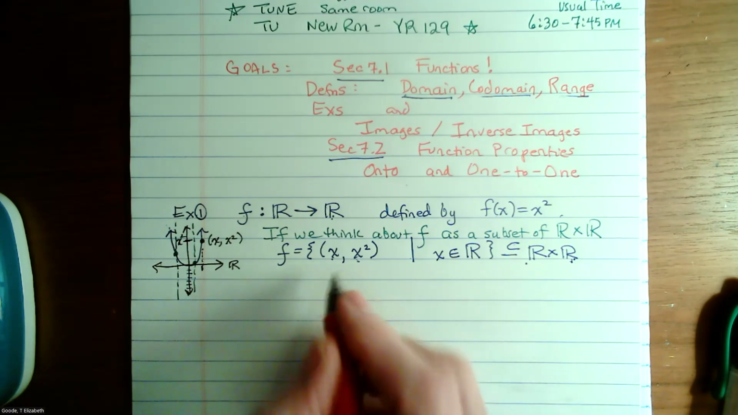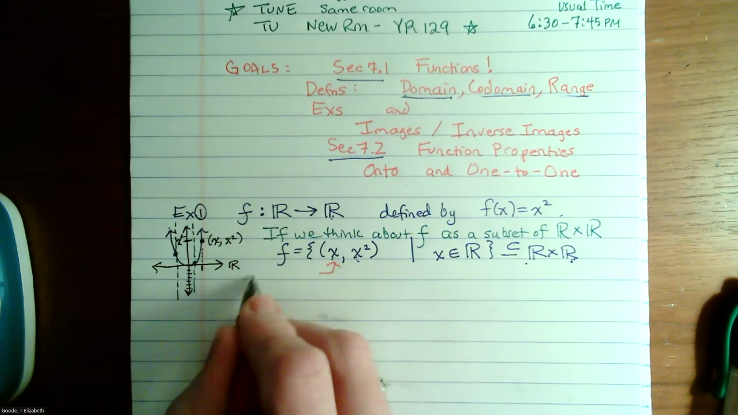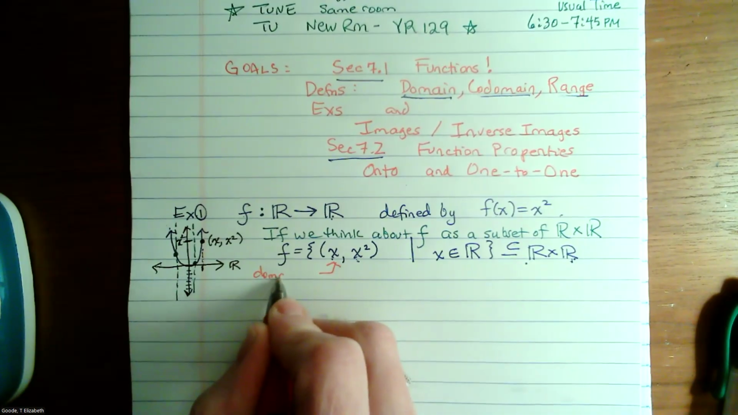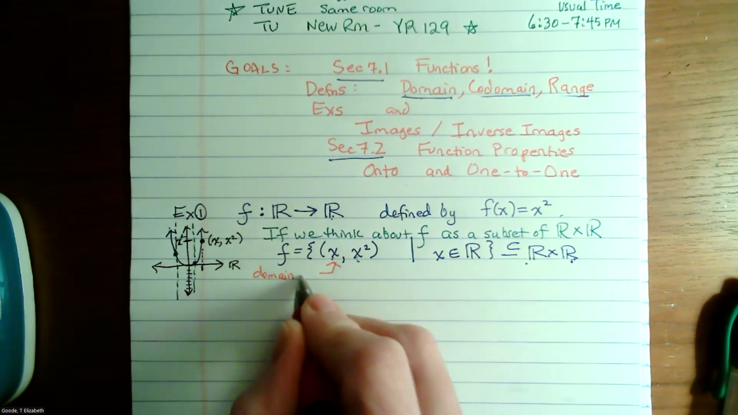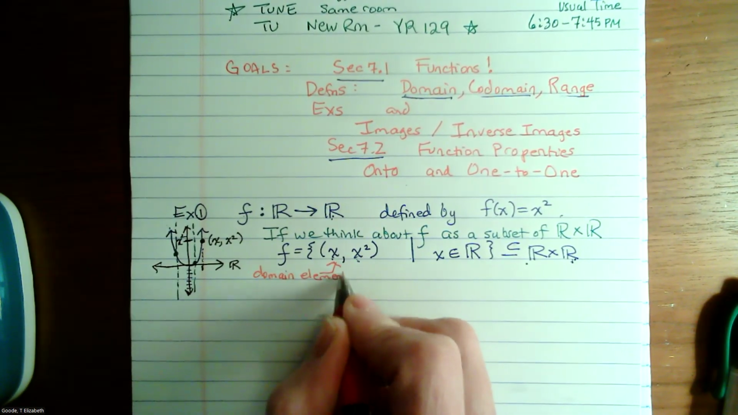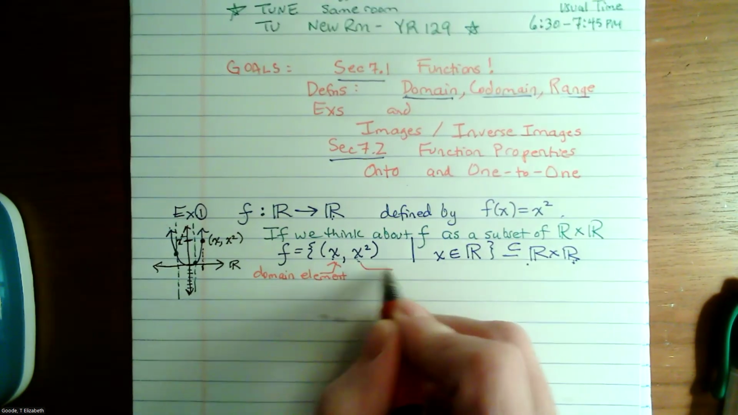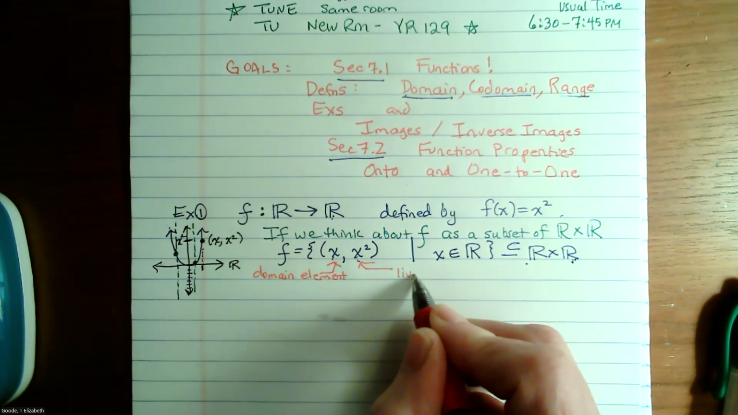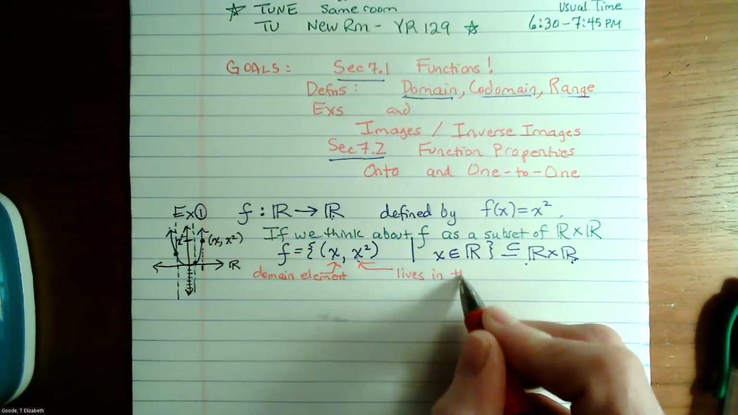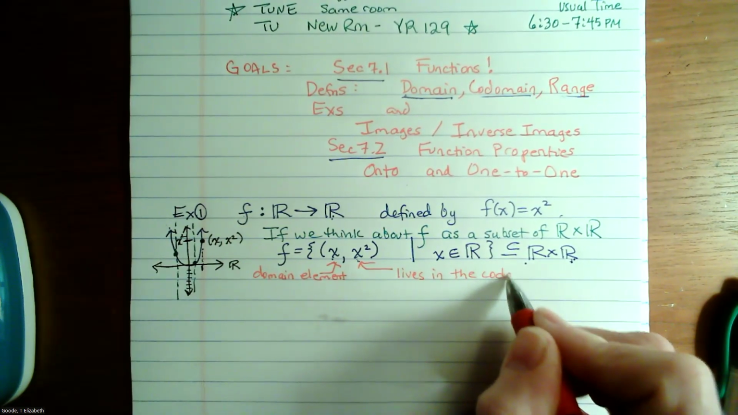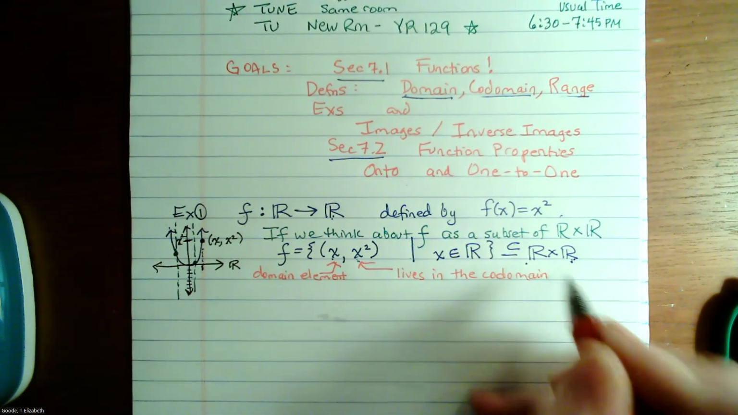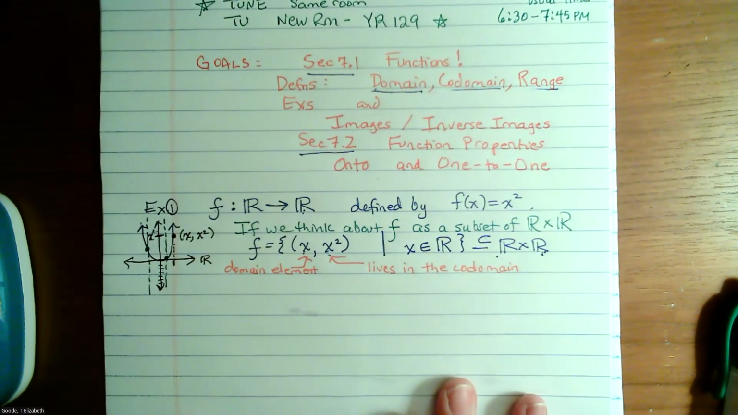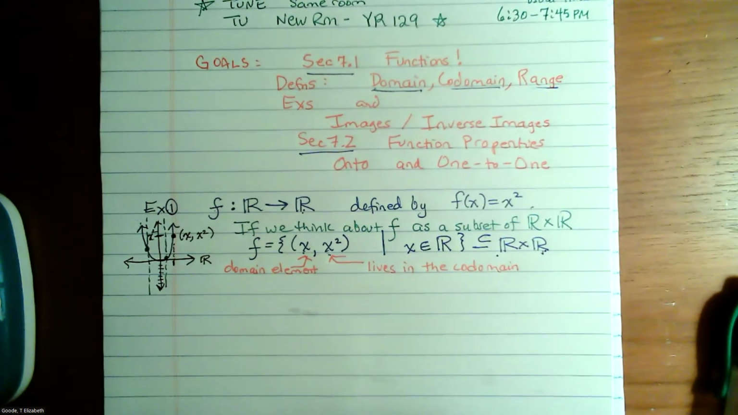So just to remind you, in the context of what you might remember, this is called a domain element, the x. And this x squared lives in the codomain. And we're going to formally define domain and codomain, so don't worry. I'm just trying to set you up in the context of an example you may have seen in high school or more recently.